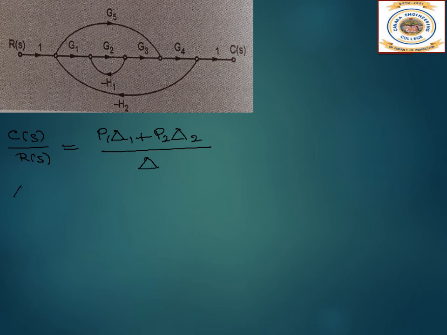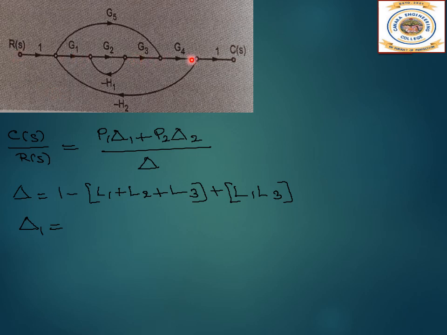Alright. Now what is delta? That formula we have. Delta is 1 minus the sum of the loop gains, so L1 plus L2 plus L3, we have three loops, plus the non-touching loops, L1 L3. Only one pair of non-touching loops we have. So this will be delta. From this, now we have to write delta 1. Delta 1 is the value of delta which is not touching the forward path. So for delta 1, what was the forward path? It was here. Let me just show you what is here.